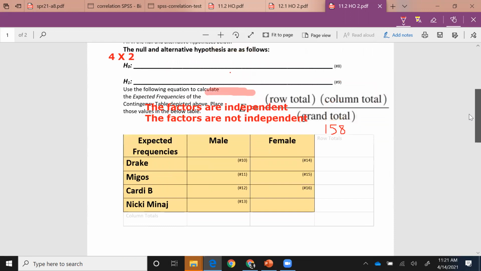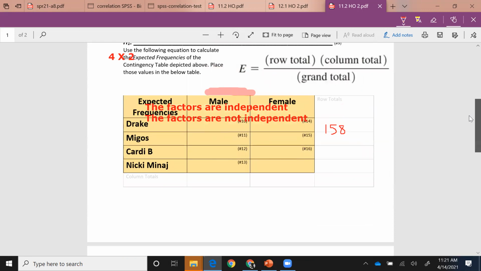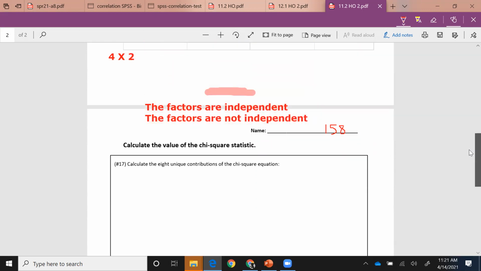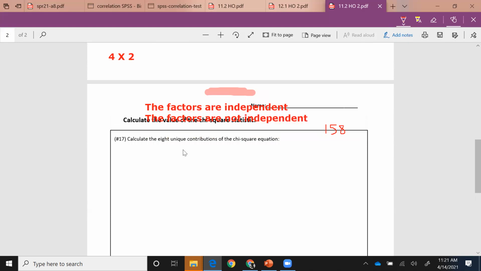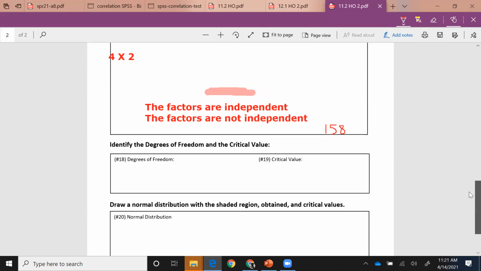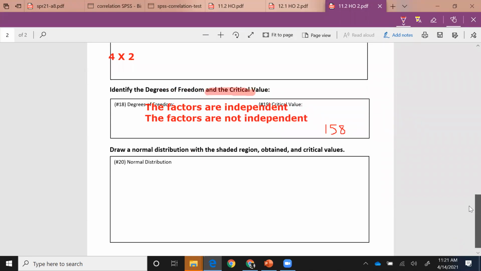All right. Same thing, it's doing 2 examples. This right here is asking you to calculate the expected frequencies. We did that already. I don't think anyone is going to struggle with that. Number 16, I want you to calculate the 8 unique contributions of the chi-square. Degrees of freedom, critical value. Again, reading and what we did in class will allow us to do that.